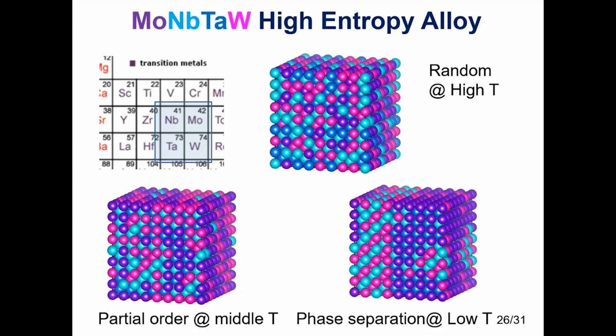And then at even lower temperatures, we get a phase separation into a mixture of molybdenum and tantalum, showing this perfect chemical order: molybdenum, tantalum, molybdenum, tantalum, coexisting with a different kind of structure. It's called the B32 structure of niobium and tungsten. Okay, so that's the behavior of this alloy.